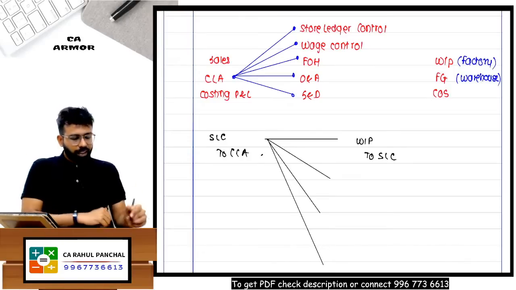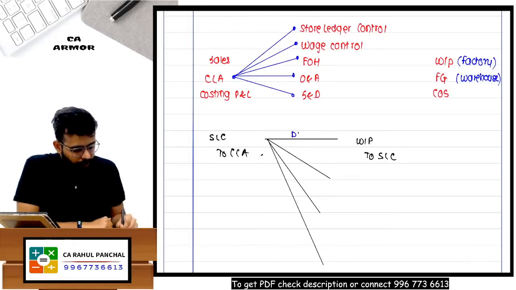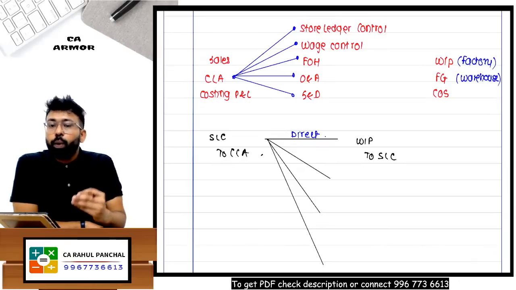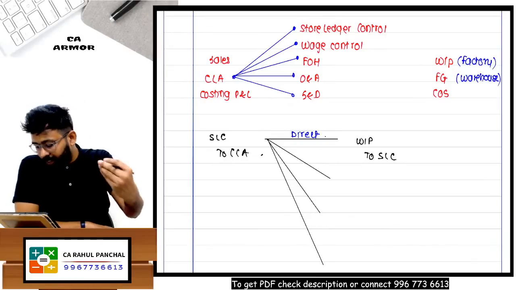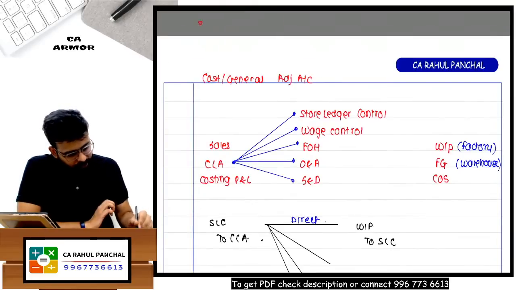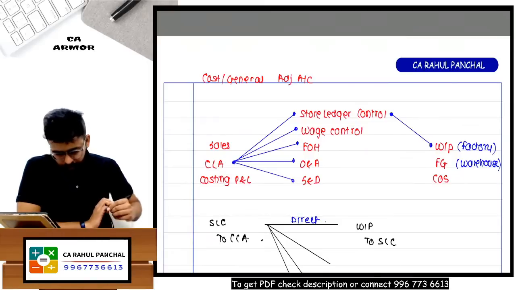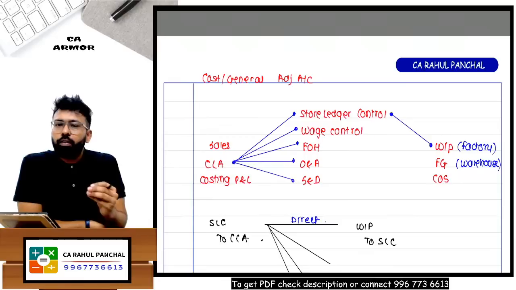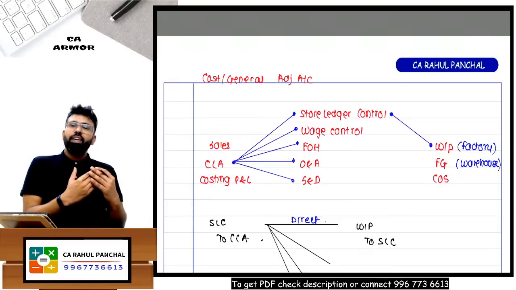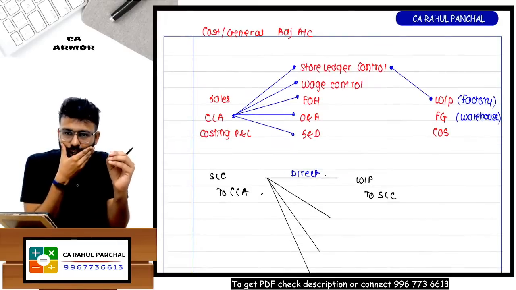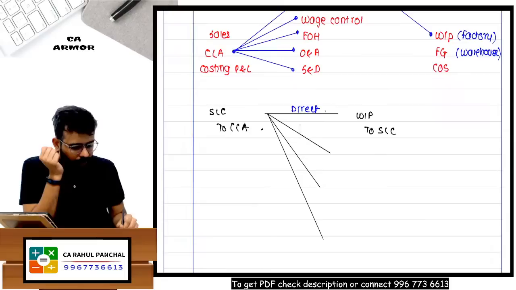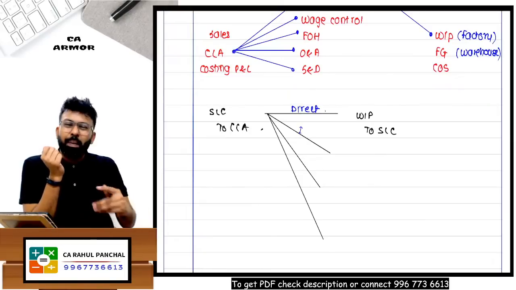WIP to SLC. When the direct material is issued for production, entry will be material is going out of SLC and it is going into the production activity, which is WIP. So you are going to see it like this. SLC account will be credited and WIP account will be debited. Now if I talk about this, suppose I tell you it is indirect material, and if it is indirect material, nothing is mentioned, so it means it is for repairs and maintenance.